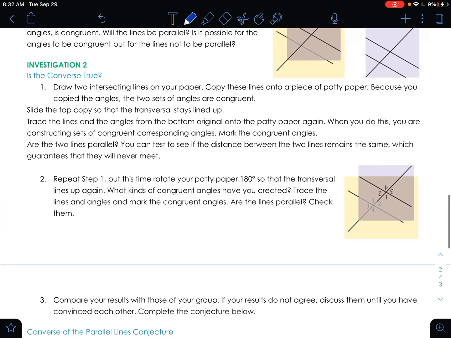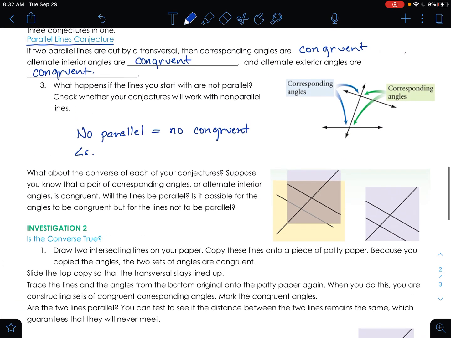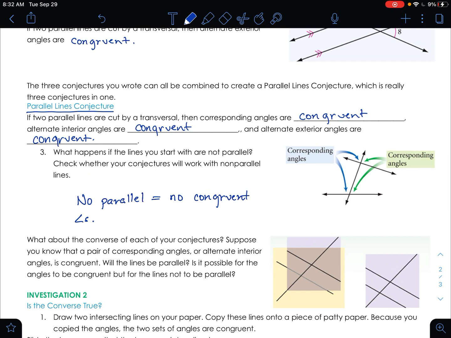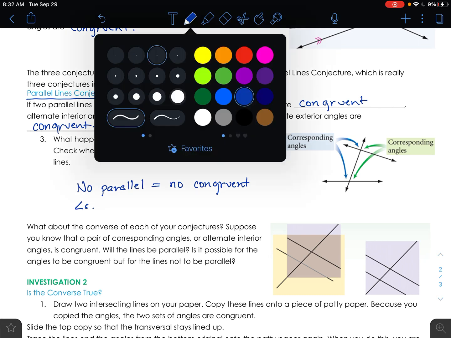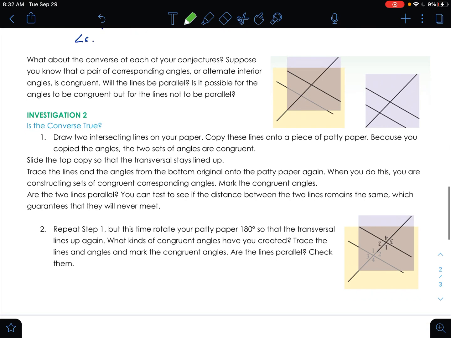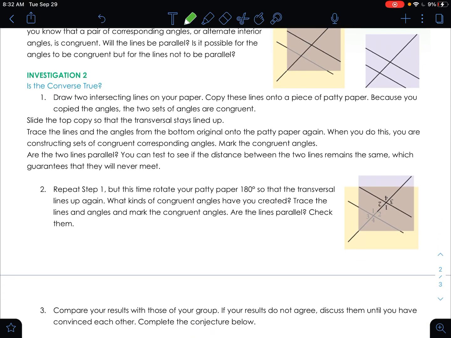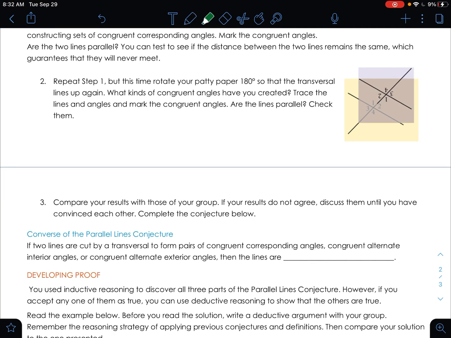Okay, so we're not going to go through this whole investigation. What you need to know is, is the converse of the parallel lines conjecture true? Remember, a converse of a statement is where you switch the if and then parts of the conjecture. Let's see, do we have it written here? We do not. So the converse of this is right here, actually.